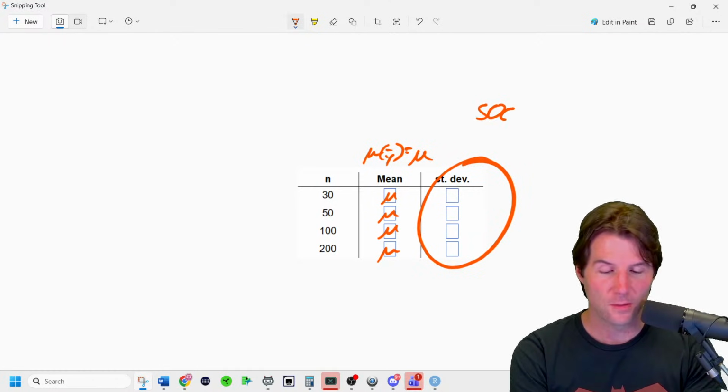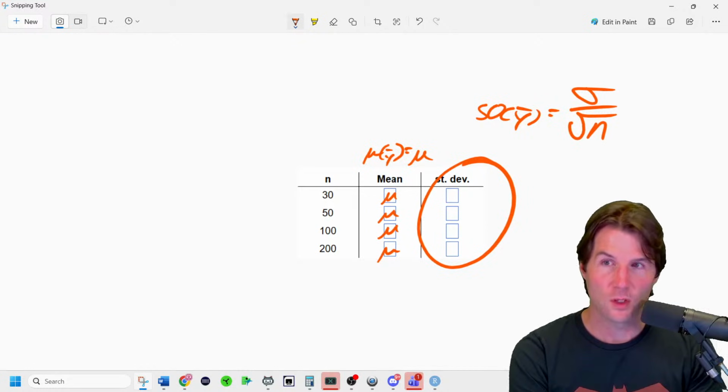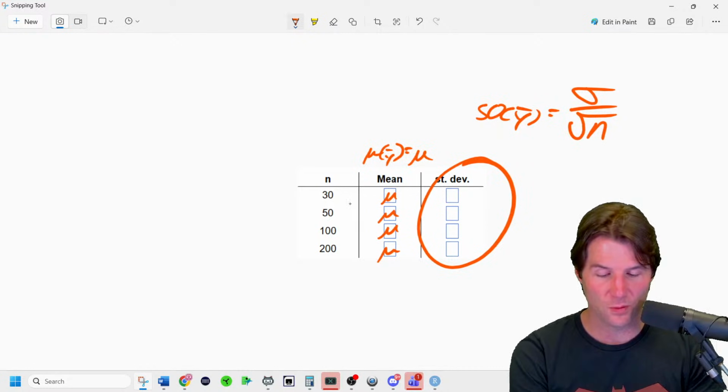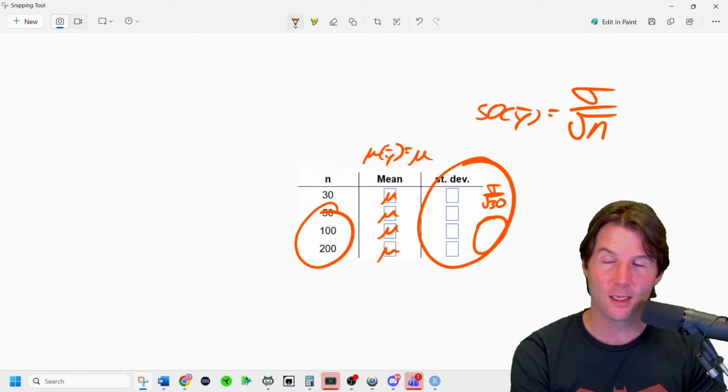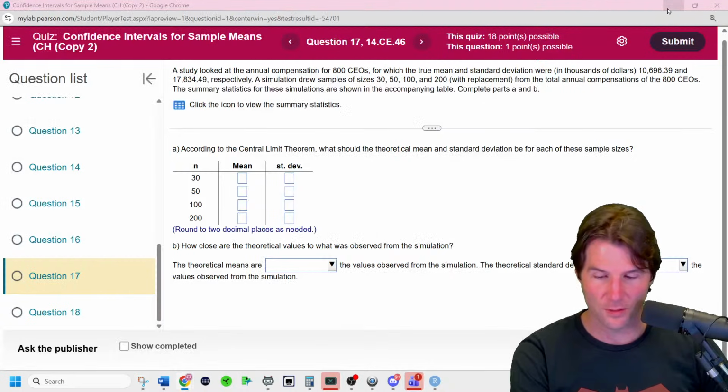The standard deviation of y bar is equal to sigma over square root of n. All we're going to do is change n, because this one's for 30. So we take the original standard deviation and divide by square root of 30. This one's going to be square root of 50. These numbers are just going to change over here, what you divide by. So we'll do that right here, solving each through.